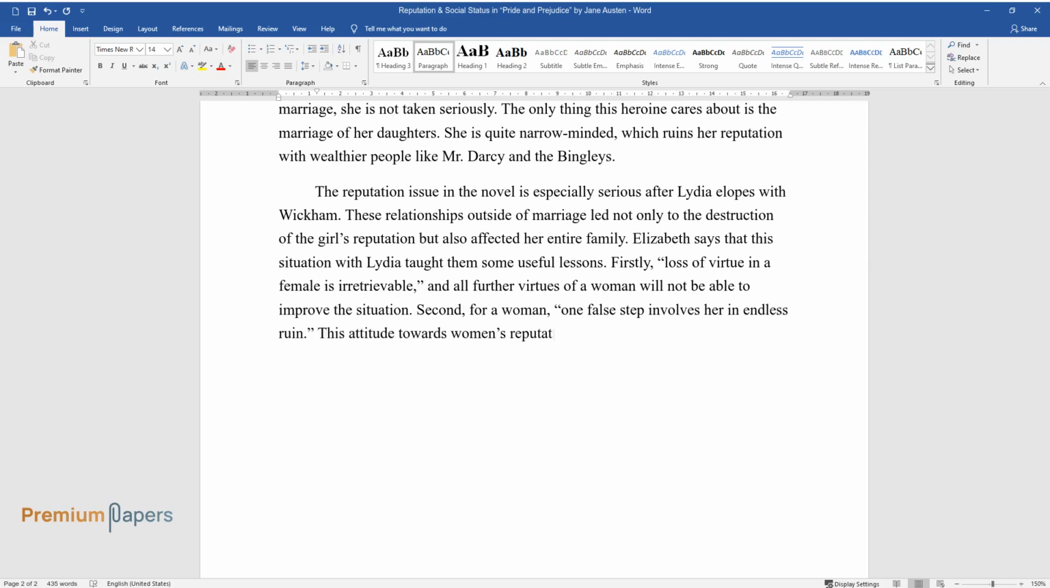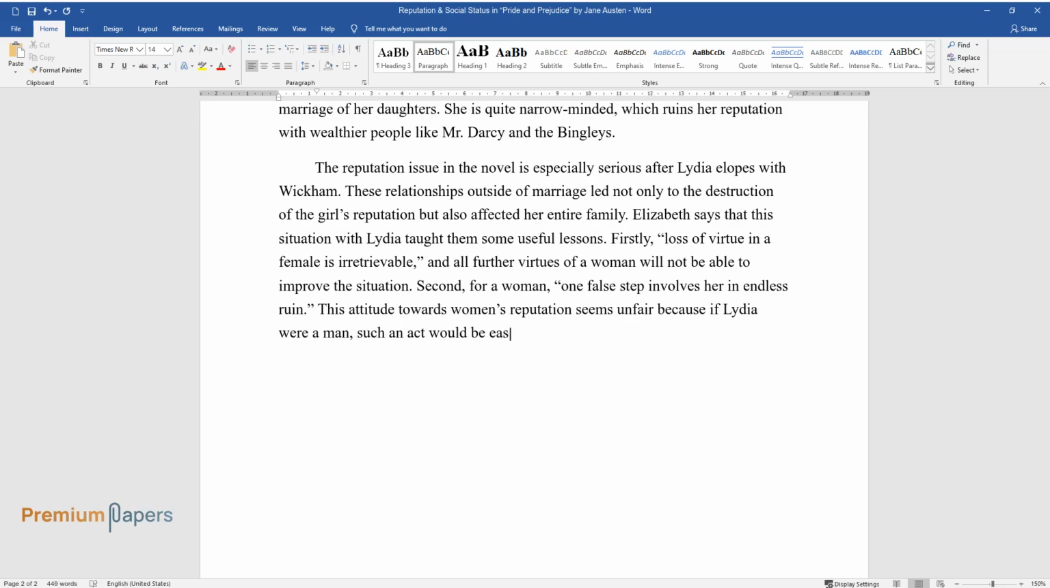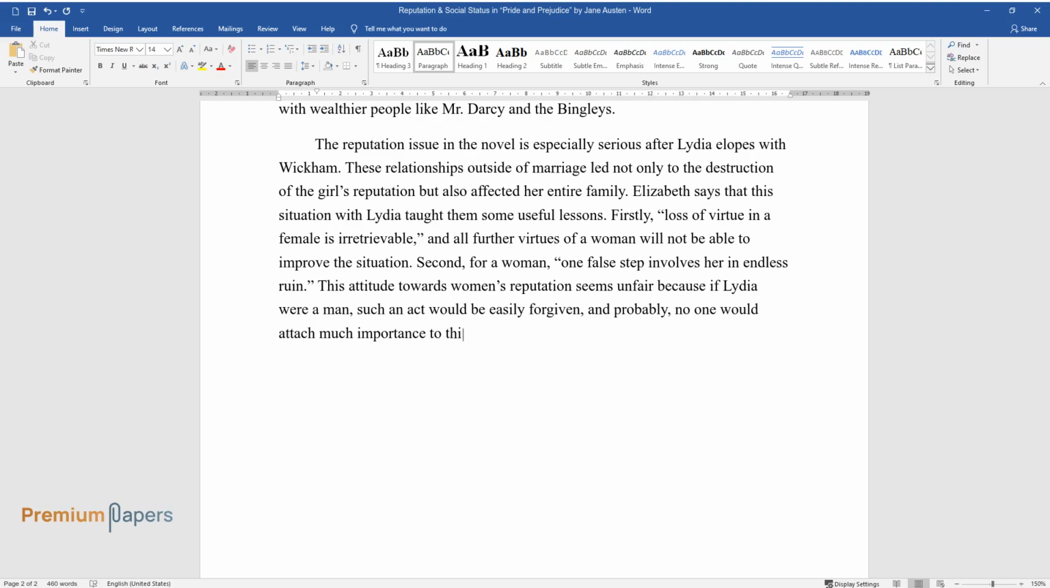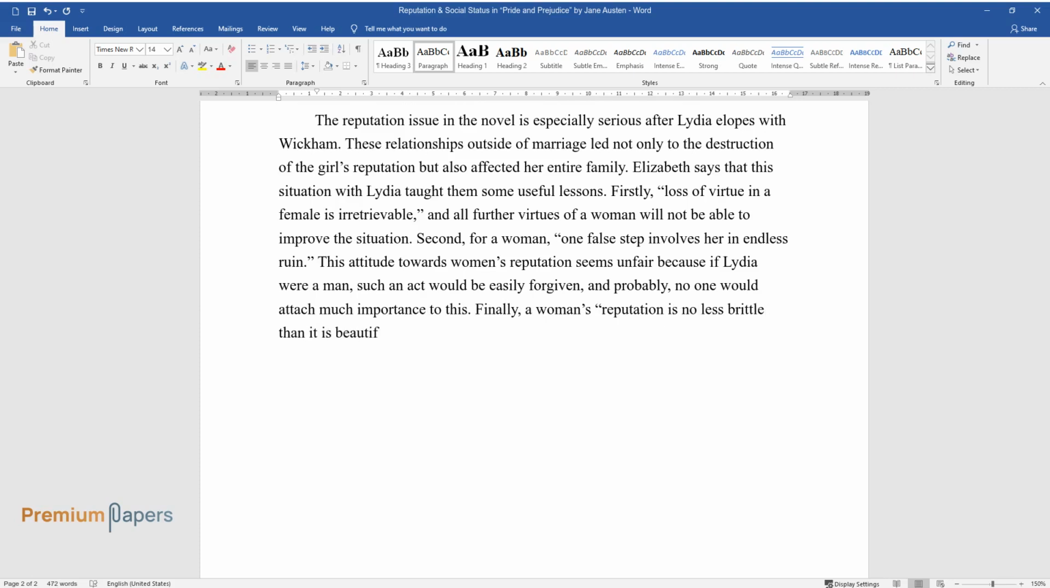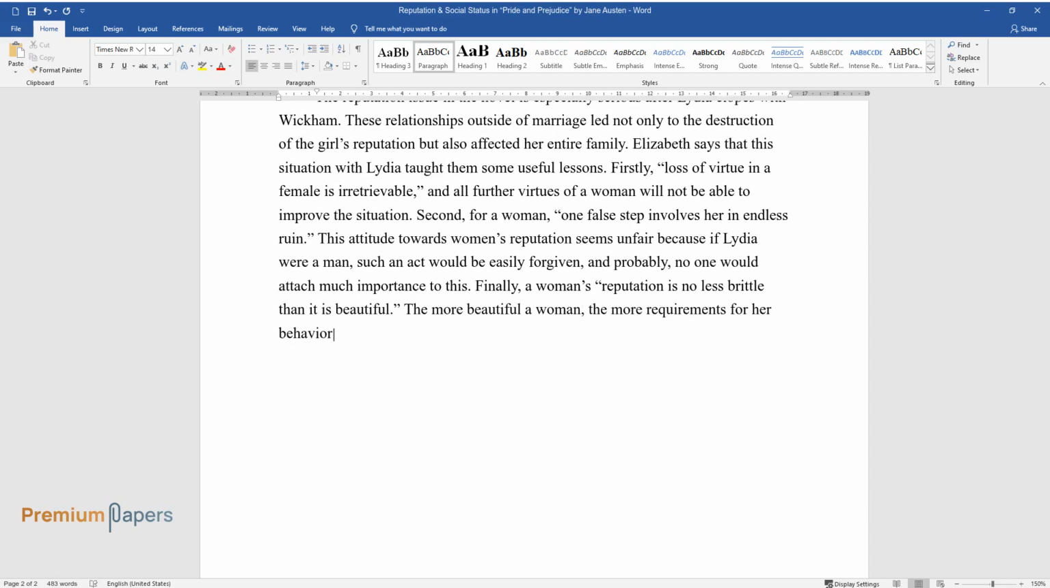This attitude towards women's reputation seems unfair because if Lydia were a man, such an act would be easily forgiven, and probably, no one would attach much importance to this. Finally, a woman's reputation is no less brittle than it is beautiful. The more beautiful a woman, the more requirements for her behavior, and accordingly, the more opportunities for her to spoil her reputation.